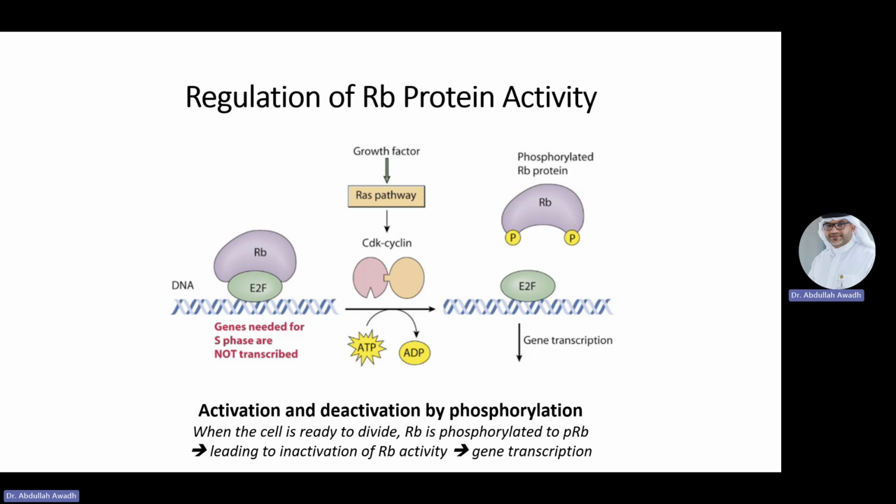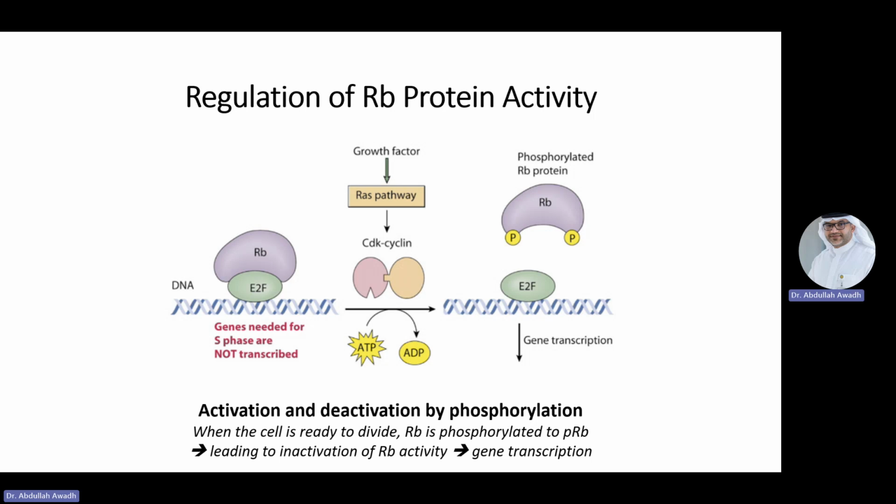Now, when the signal comes, growth factor, RAS pathway, whatever the signaling pathway, the cyclin-dependent kinases will tell the cell now we need gene transcription because the cell is going through S phase. So we need synthesis. We need to remove the brakes. So what happens here is that the cyclin-dependent kinases phosphorylate retinoblastoma. See, retinoblastoma here is now phosphorylated at two sites. Who phosphorylated them? The cyclin-dependent kinases. Which one? The specific combination that is required for the transition into S phase.